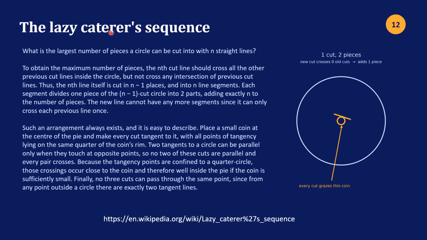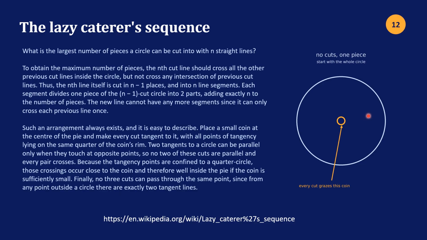The lazy caterer sequence is a problem whose solution involves a recurrence relationship, a difference equation. So we first need to set this up. The question is fairly simple. What is the largest number of pieces a circle can be cut with n straight lines? And I have a running illustration here on the right.